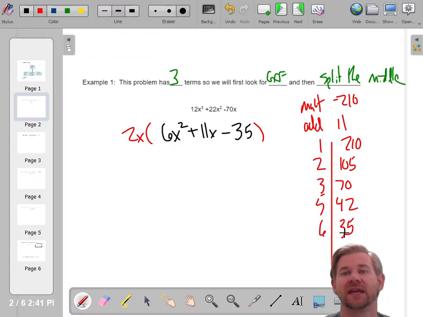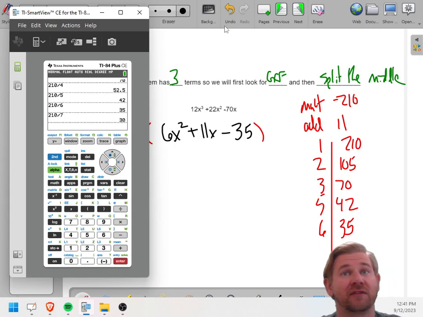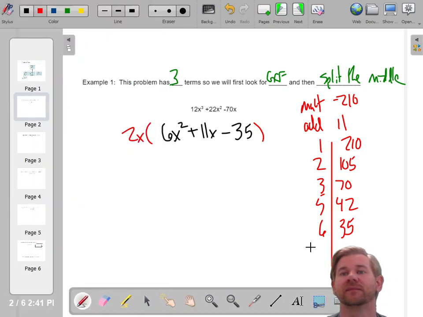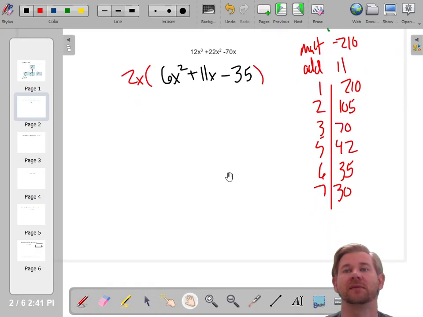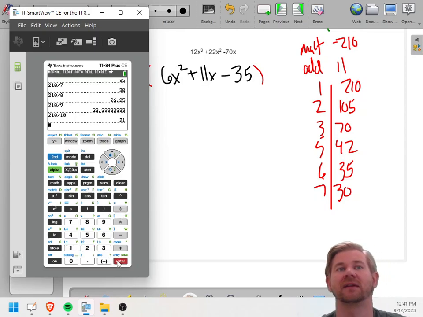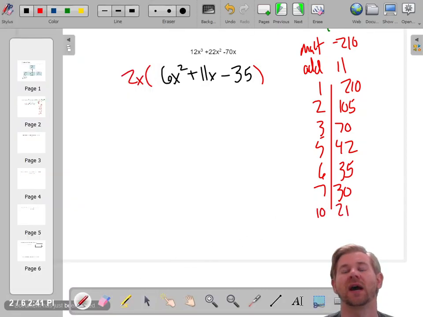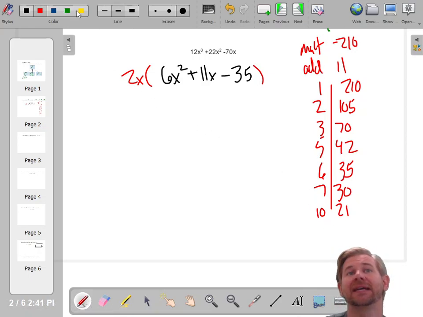I'm going to have to make one of these negative, but I'll come back to that. 210 divided by 7. There's a lot of factors. 7 and 30. We're going to have to keep going. 210 divided by 8. 210 divided by 9. 210 divided by 10. Oh, I think I got it. 10 and 21. So I'm going to stop. I can keep going and probably find a couple more, but I'm going to stop there because I can make this negative and then those add to 11.